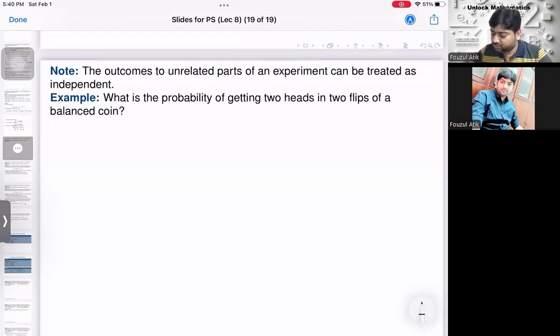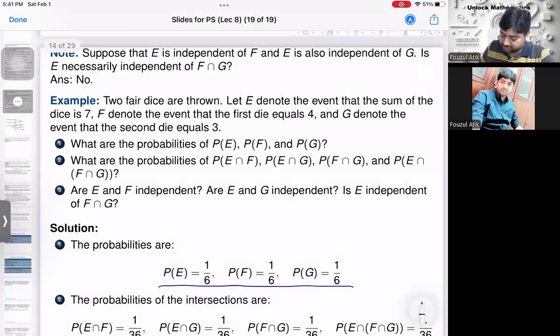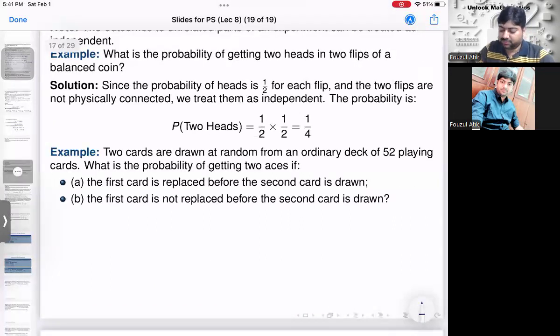So what is the probability of getting two heads in two flips of a balanced coin? It should be the probability of getting a head in the first one into the probability of getting a head in the second one, right? So we can immediately write the solution: probability of getting two heads equals 1 by 2 into 1 by 2 equals 1 by 4. Because they are not physically connected, we can treat them as independent. I hope it is clear. So probability of getting head in the first one is 1 by 2, into, because they are independent, probability of getting head in the second one, 1 by 2. Therefore, it is 1 by 4.